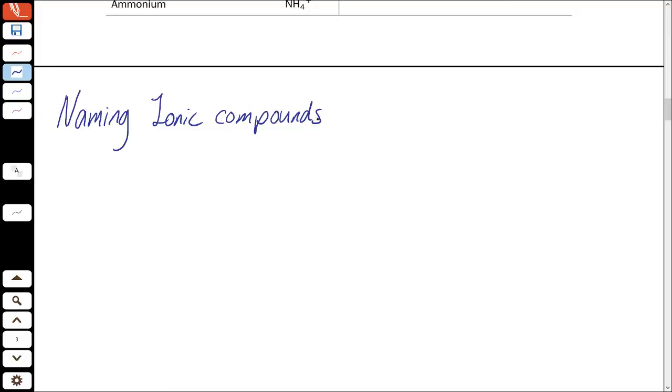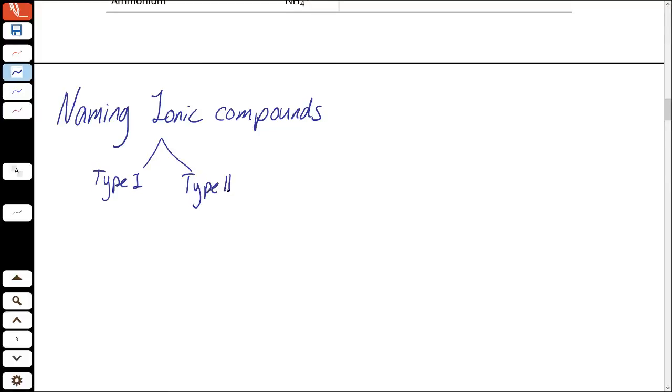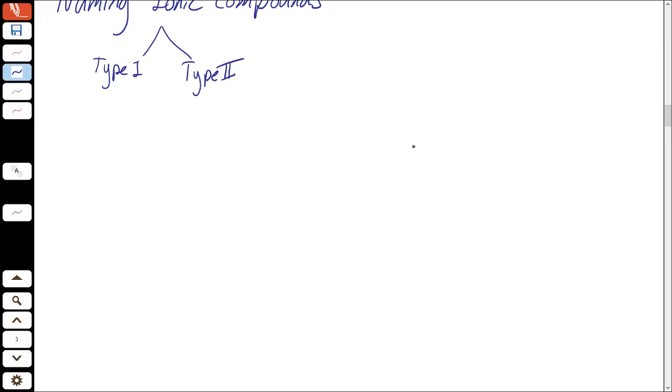So to name ionic compounds, the first thing you have to do is decide if it fits into one of two categories, kind of like when we were sorting matter. You need to decide if it is what we call type 1, as the book does, or type 2. These are not important designations. There's just two different types. Type 1 are all of the compounds with a predictable cation charge.